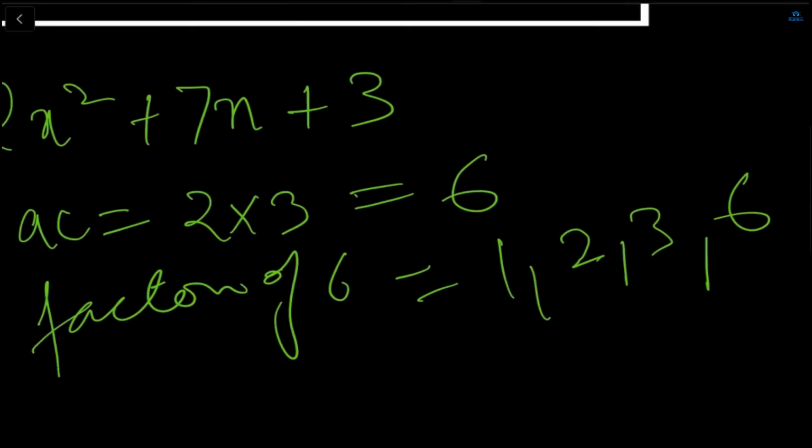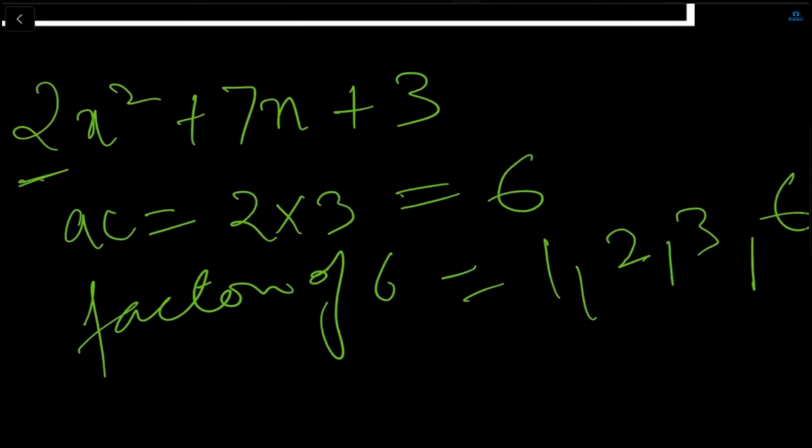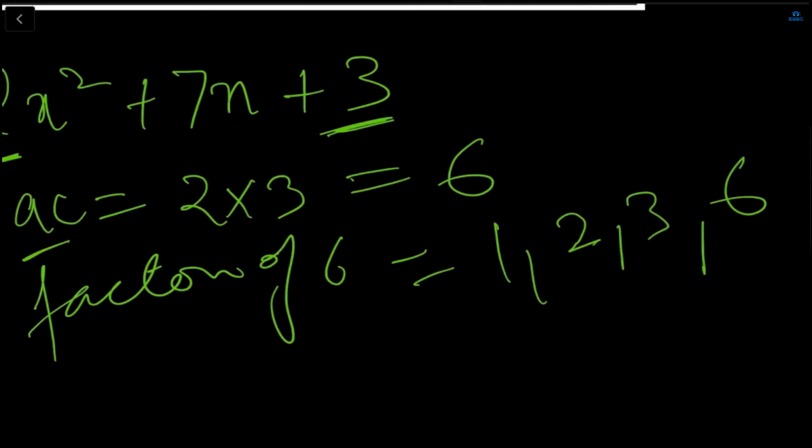And how did we get this 6 here? By multiplying the coefficient of x square and the constant term. For example, if it is written only x square plus 7x plus 3, that means the coefficient of x square is 1, so it will be 1 multiplied by 3, only 3. Here, as we are having the value of a also, we got 6. We now check all the factors of 6, so all the factors of 6 are listed here.